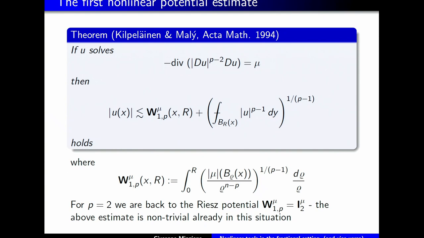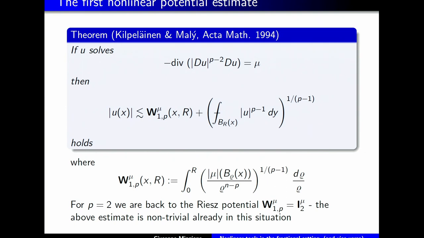Now, let's consider just the case p equal to 2, and let me consider the case when you have the Poisson equation equal to mu. Then second derivatives do not exist, because this is the classical failure of Calderón-Zygmund theory in the limiting case, for instance, already when mu is in L1. So this means that the classical techniques cannot be applied, because you do not have even a starting point. You cannot differentiate the equation.